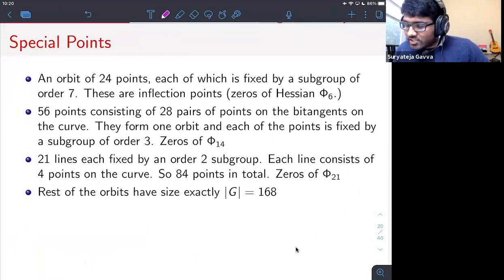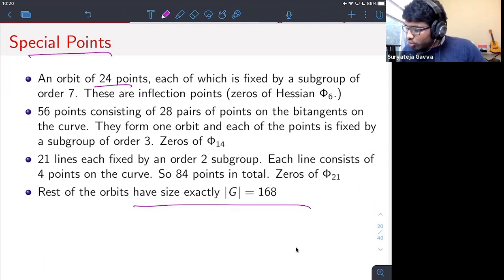Okay, so again, let's get back. We have this equation, and from the perspective of hyperbolic geometry we saw some special points, but what are the special points from this perspective? The group is acting on this curve. Most of the orbits are of size 168: each point is not fixed at all, and you get an orbit of 168. But there are some few special orbits.